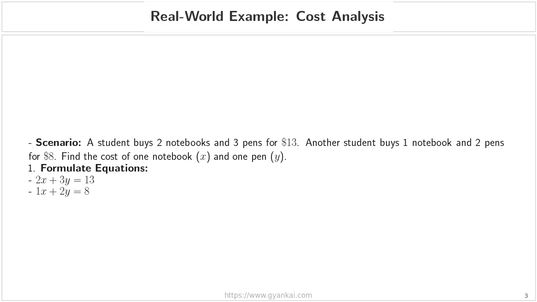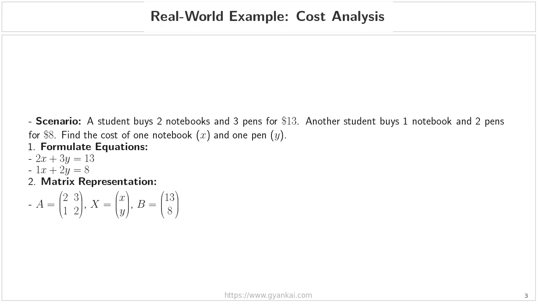To solve this, we follow a clear, step-by-step process. First, we need to formulate our equations. Based on the scenario, our first equation is 2x plus 3y equals 13, and our second equation is 1x plus 2y equals 8. Second, we translate these equations into a matrix representation, just as we discussed in the introduction. We define our coefficient matrix A as a 2x2 matrix with 2, 3 in the first row and 1, 2 in the second row. Our variable matrix X contains our unknowns, x and y, and our constant matrix B contains our totals, 13 and 8.